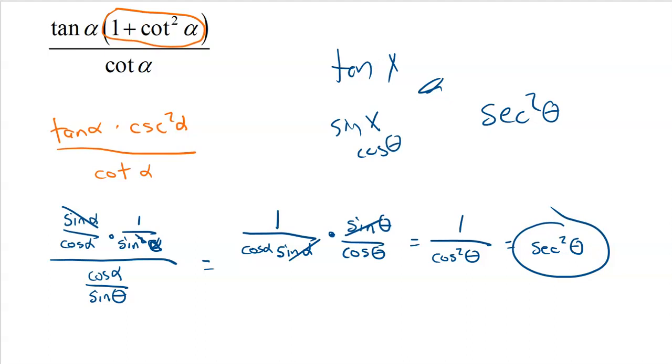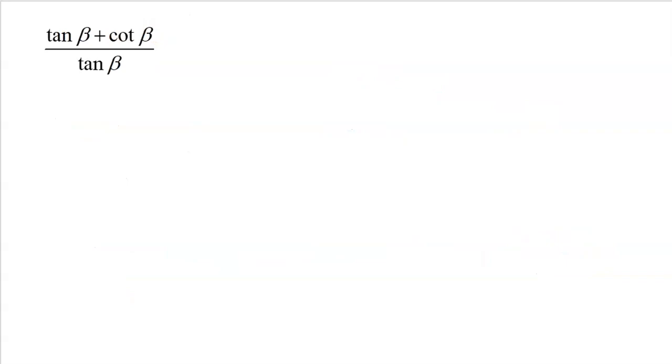And again, nice ending. All right, one more problem to go here, and this one's a really simple one. I'm just going to go ahead and divide, right? It says to divide. Let's divide. And again, you got to split that up. So that's tangent of beta divided by tangent of beta, plus cotangent of beta divided by tangent of beta.